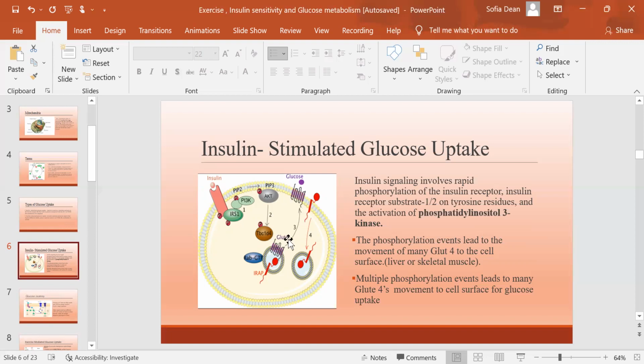And it needs other transporters to take it with it. So this phosphorylation event leads to other phosphorylation and other proteins being activated to take GLUT4 to the cell surface. And many GLUT4s go at the same time because there are multiple events happening. Multiple phosphorylation events lead to many GLUT4 movements to the cell surface for glucose uptake. So this is just a picture of one GLUT4 going. In reality, you'll have multiple GLUT4 coming to the cell surface because there are multiple insulin receptors being phosphorylated.